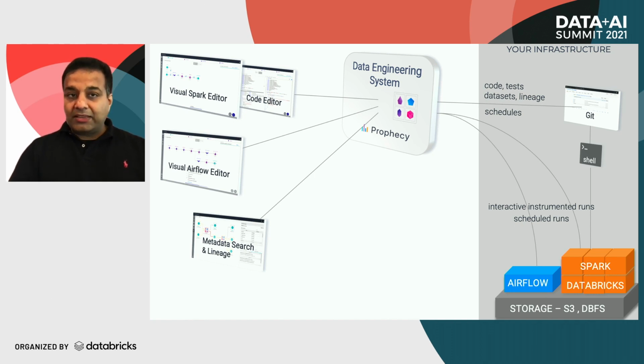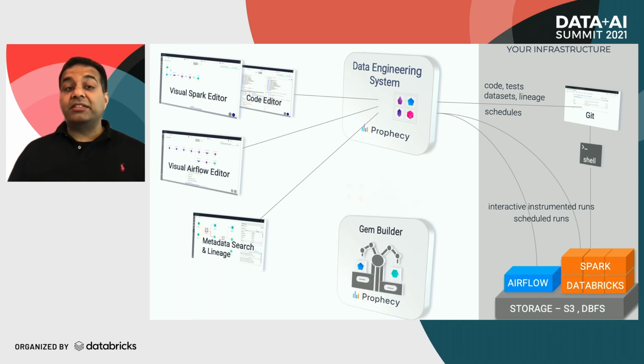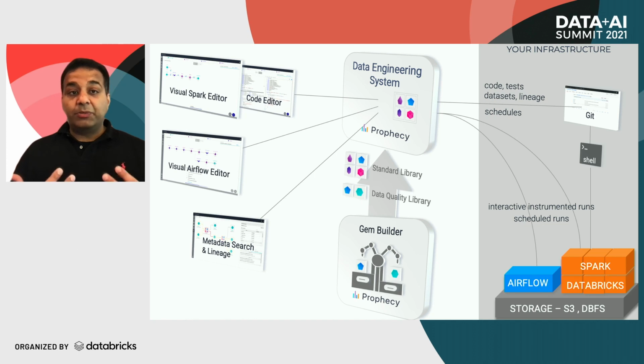The one thing that we also showed you yesterday is Gem Builder, which means that for Spark workflows, you can use the standard library, which is what we provide as the built-in gems, but then you can build your own. This is available for Spark today, but will be available on Airflow in the next 2-3 months, toward the end of summer. For Spark, we support both Scala and Python. For Airflow, it'll just be Python.